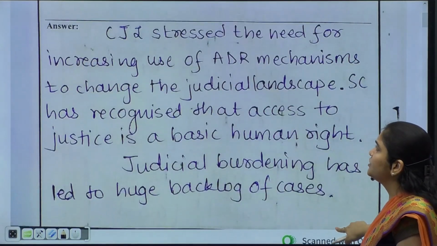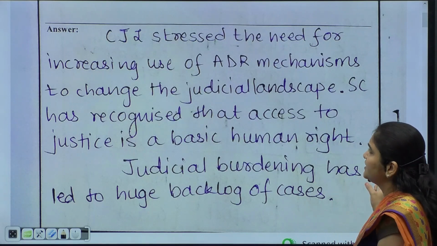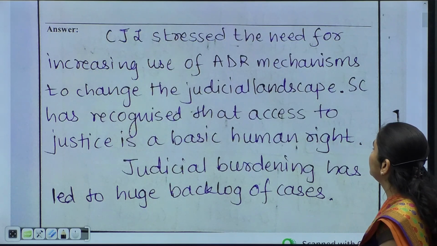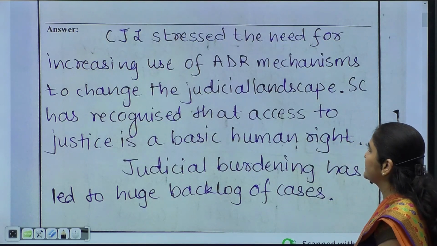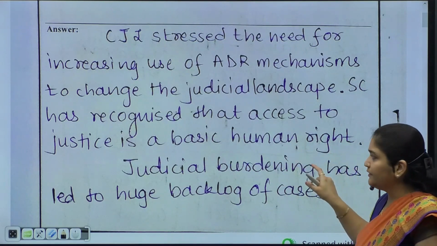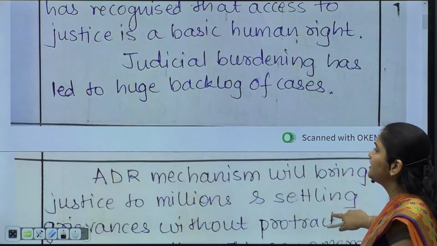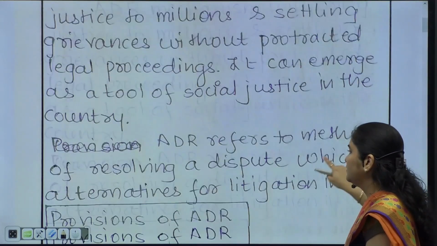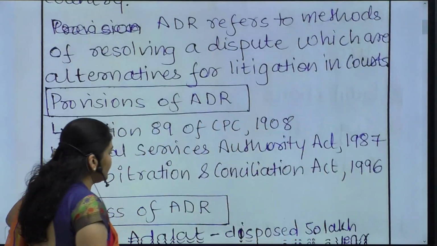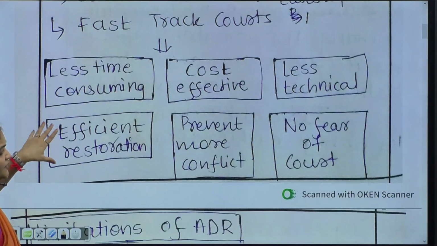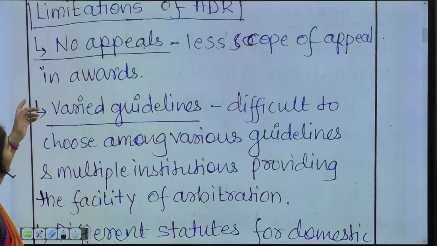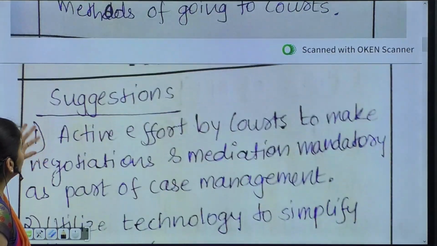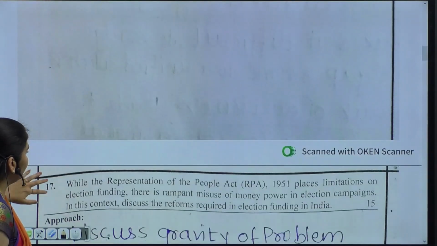So yes, what did the Chief Justice of India say? He stressed the need for increasing use of ADR mechanisms to change the judicial landscape. The Supreme Court has recognized that access to justice is a basic human right. So yes, judicial burdening has increased because of the backlog of cases. How will ADR help this? So provisions of ADR, what is the success of ADR? What are the features of this success that we have seen? What are the limitations of ADR? And suggestions. So very simple question.